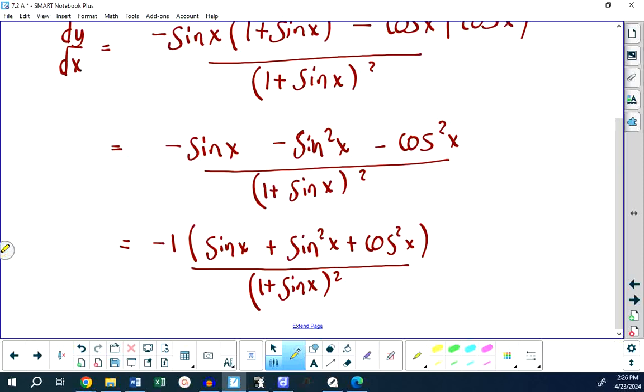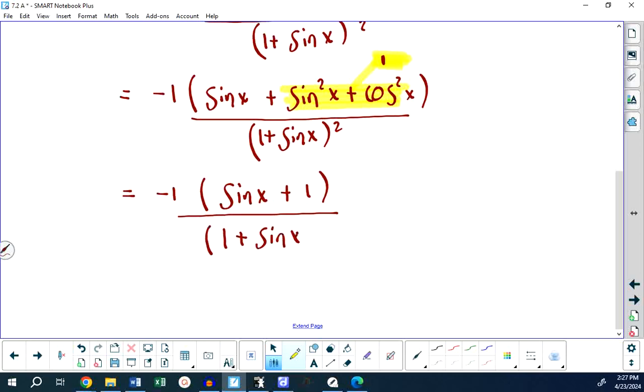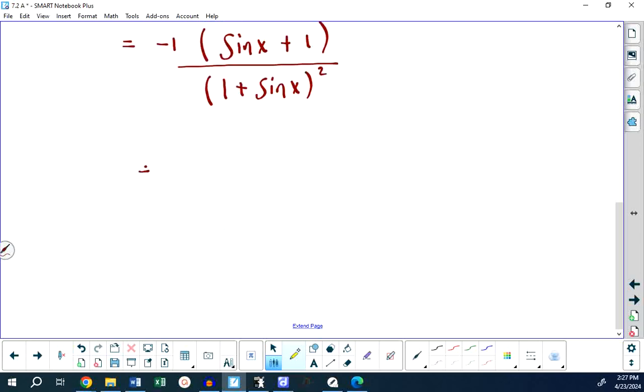And hopefully you recognize that this is 1. I don't feel the need to rewrite that with sine x plus 1 on the top. This, well, I guess maybe I should. We have sine x plus 1 as a factor on the top. We also have that negative 1, don't forget about it. And we have a 1 plus sine x quantity squared on the bottom. I mean, you know 1 plus sine x and sine x plus 1 are the same thing. So one of those 1 plus sine x's cancel, and you're left with negative 1 over 1 plus sine x.